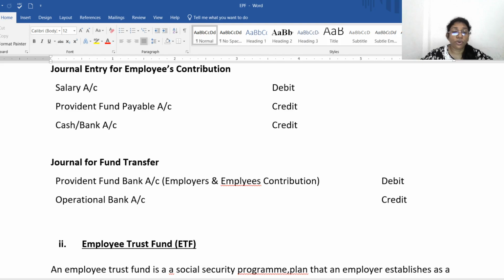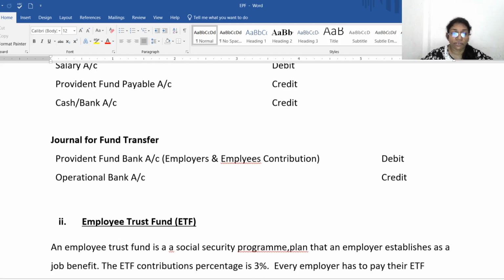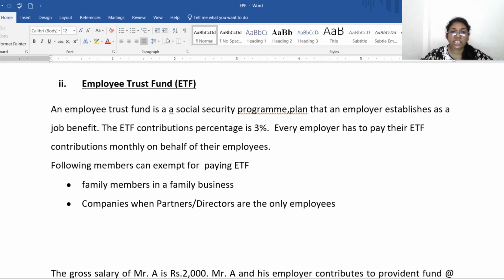Then let's move on to the ETF. ETF is the Employee Trust Fund. Here, only the employers contribute to this fund and the percentage is 3%. This is a social security program established for the benefit of the employees. This contribution is calculated based on the monthly salary.